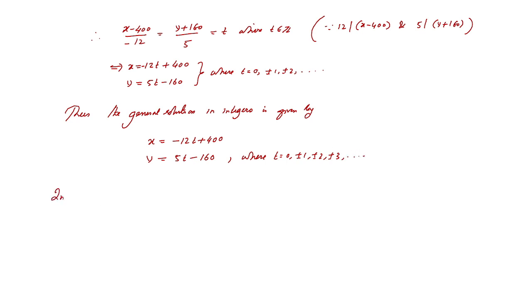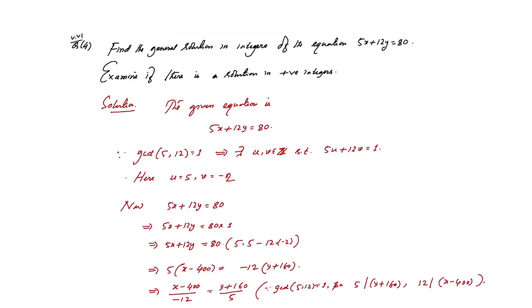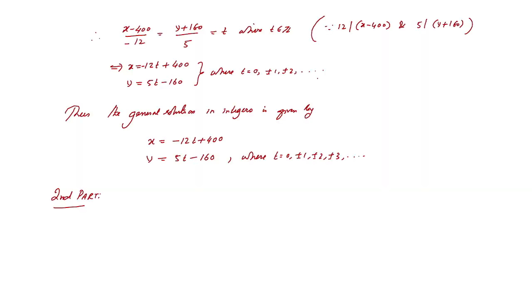So now we'll come to the second part. First we found the general solution in integers. Now we need the positive integer solution. So for the positive integral solution, we must have x greater than 0, y greater than 0, and x comma y both will be elements of Z plus.